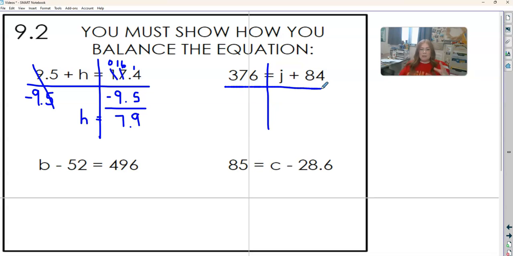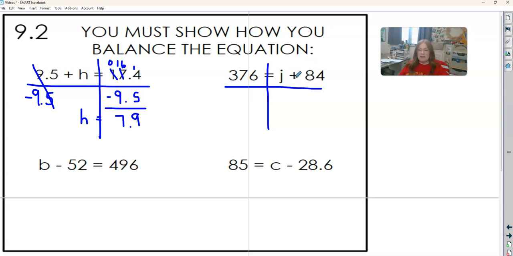Now remember, we're trying to get the variable by itself. The variable is j. It's on the opposite side of the equal sign, but we're still going to do the same thing. We want j alone. So we have 84. We want to get rid of that 84. We want to take it away.